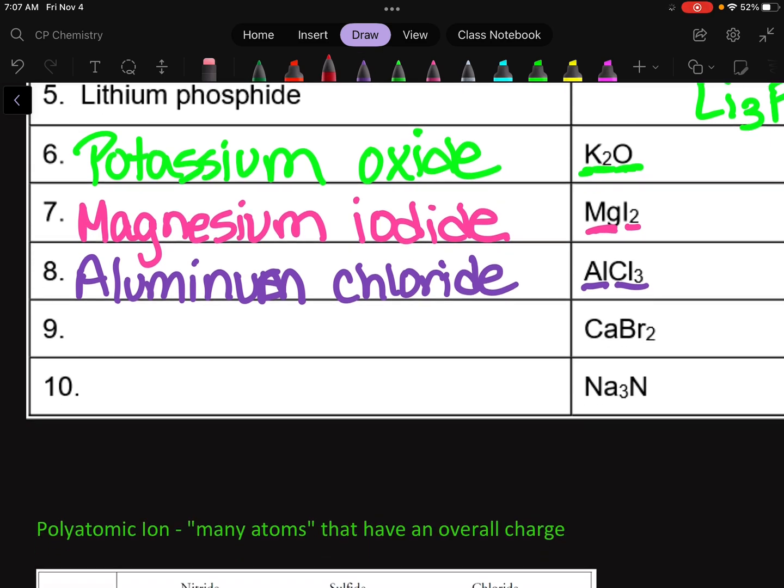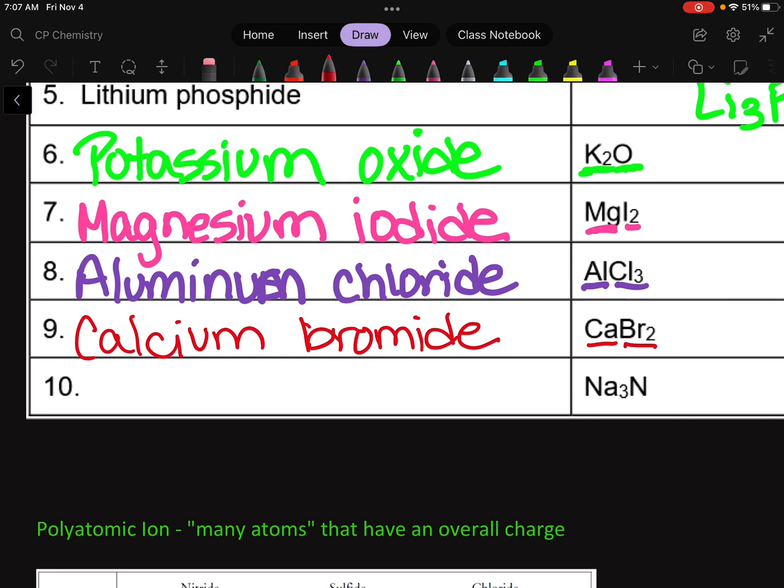All right, calcium is the metal in this one. Bromine is the nonmetal, and we change it to bromide. And the last one is Na, which is sodium. That's your metal, your cation. And it's bonded to nitrogen, which is the nonmetal, and it becomes nitride, so sodium nitride.